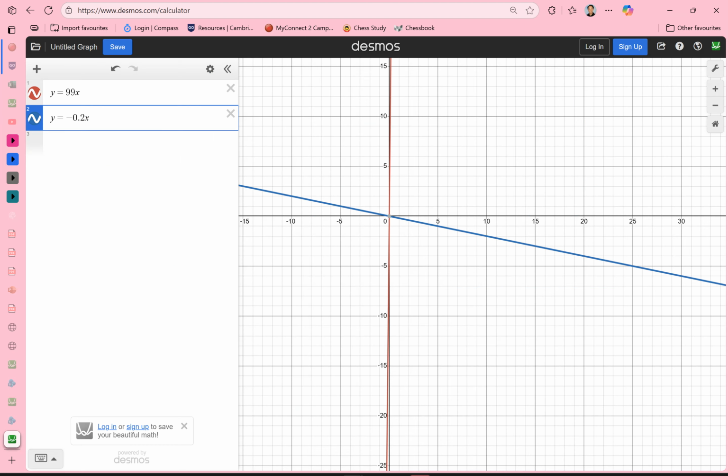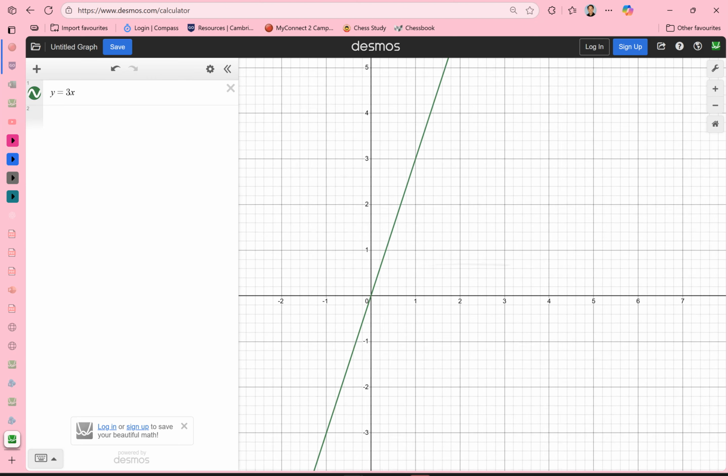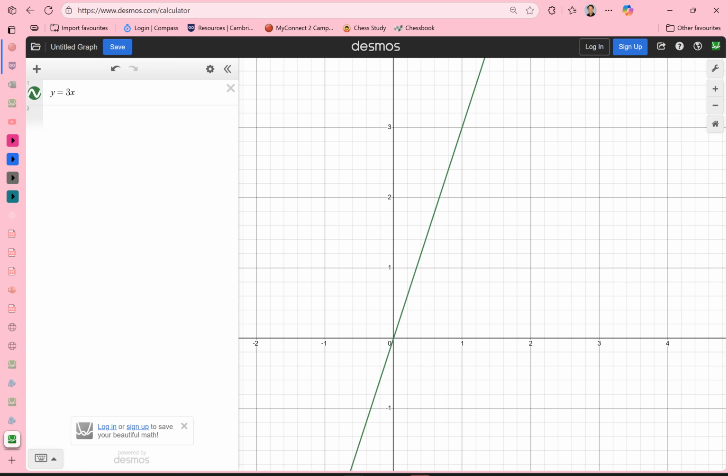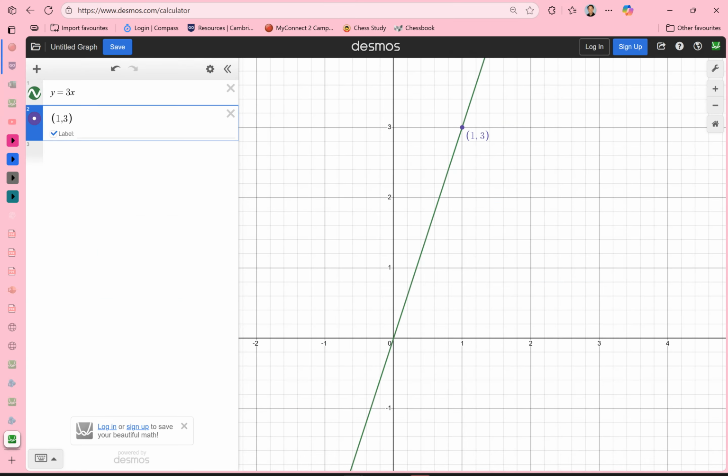If I went back and I typed in y equals 3x, and we said that it should cross at 1, 3. Watch what happens. I put in 1, 3, label it. It does. That's actually the graph that you got here. It crosses through 1, 3. And I've got 1, 3. But how did I do it? We just worked out the gradient.